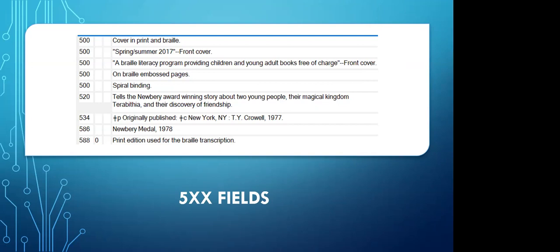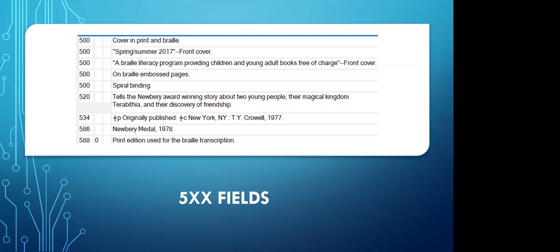It also gives the place of publication, publisher, and the original publication date, which ties into the date in the 046 field, the special coded dates. This book was a Newbery Medal winner in 1978, so that is documented in the 586 field, which is for awards note. And this field does not end in a period.